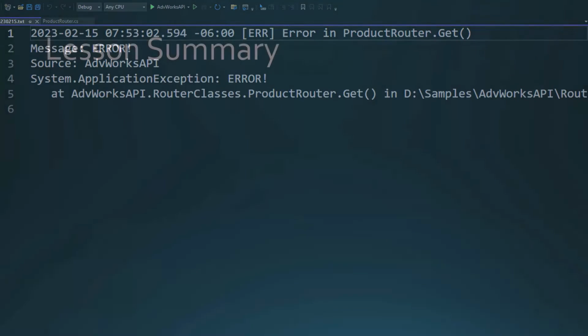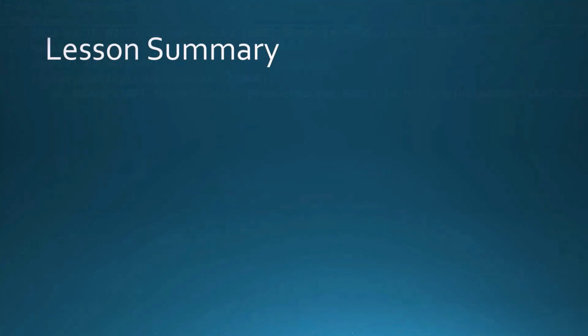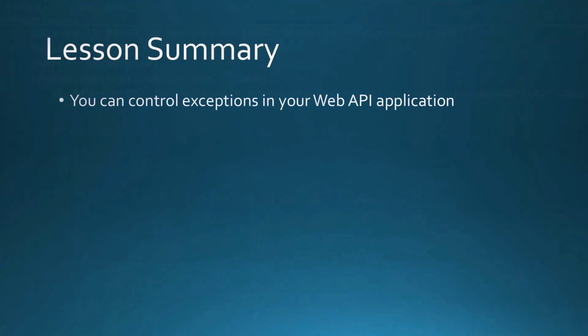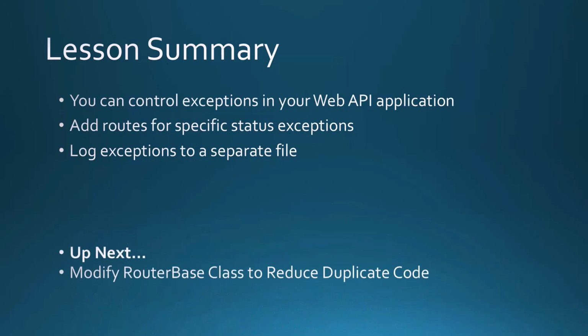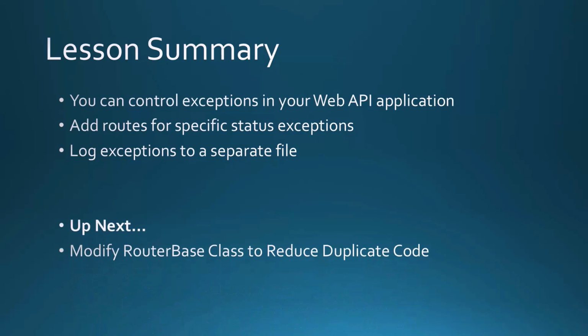In this lesson, we learned that we are in control of the exceptions in our web API application. We don't have to rely on the built-in global exception handling. We can add routes for specific status exceptions, and we can log exceptions to a separate file. So we have great control over the exception handling. Coming up next, modify the router base class to reduce duplicate code.